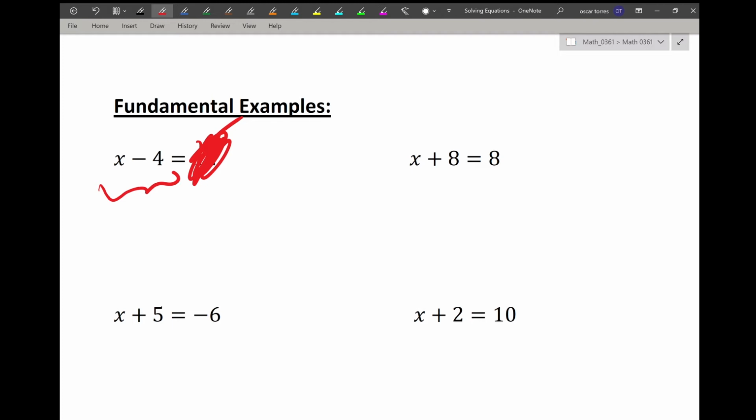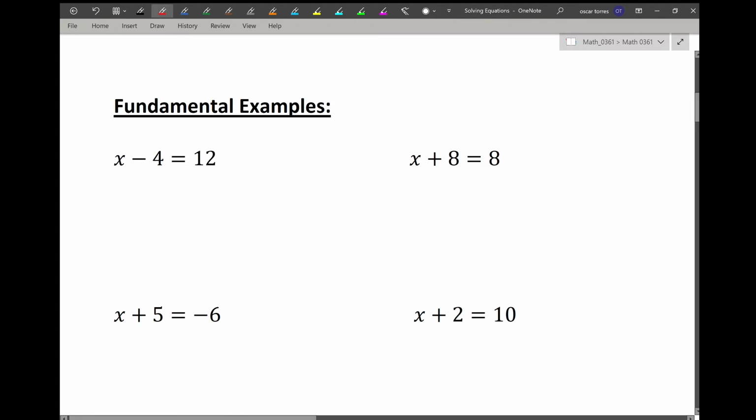So if we're trying to get x by itself, we're going to undo that subtraction. We're going to do the opposite of subtracting 4. Opposite of subtracting 4 is adding 4. So I want to put a plus 4 at the bottom of this minus 4. On the other side of the equation though, right, what we do to the left side, we do to the right side. So I'm going to write a plus 4 on the right side too.